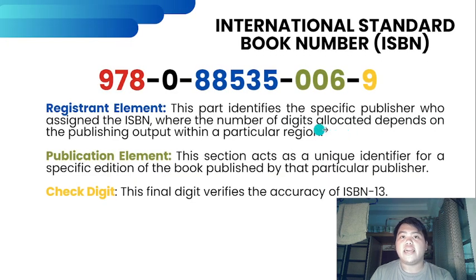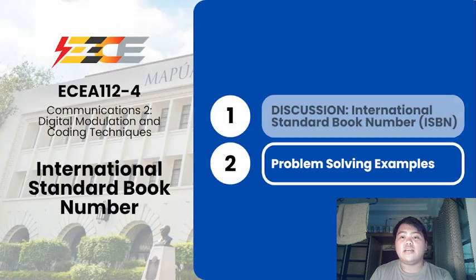Another part of ISBN 13 is the registrant element, which identifies the specific publisher who assigned the ISBN, where the number of digits allocated depends on the publishing output within a particular region. The publication element, assigned the green color, is a unique identifier for a specific edition of the book published by that particular publisher. And lastly, the final part of ISBN 13 is the check digit, which verifies the accuracy and integrity of the ISBN 13. So that is all for the concept of the ISBN.